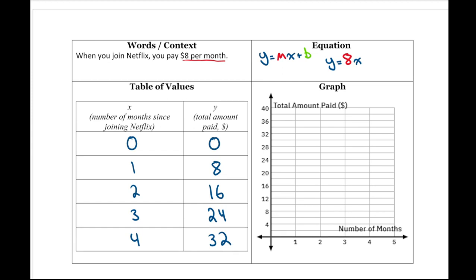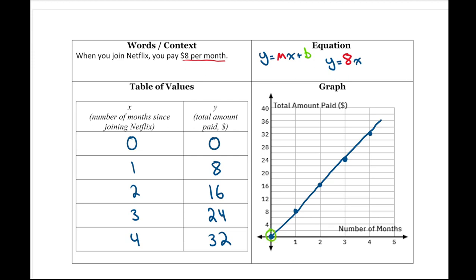With this table, we can plot these points: 0, 0, 1, 8, 2, 16, 3, 24, and 4, 32. So we can see we have a straight constant line because we're increasing by a constant rate. Similar to how in movement we're moving at a constant speed, here we're increasing at a constant rate of $8 per month.